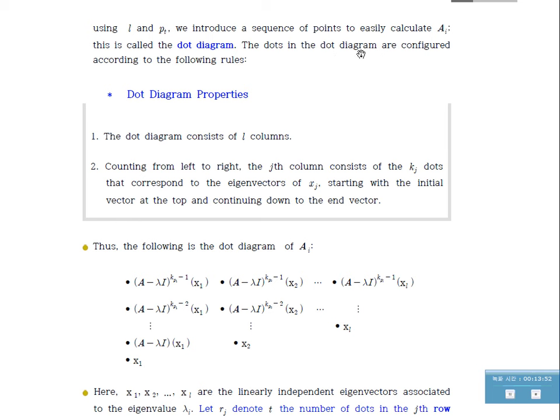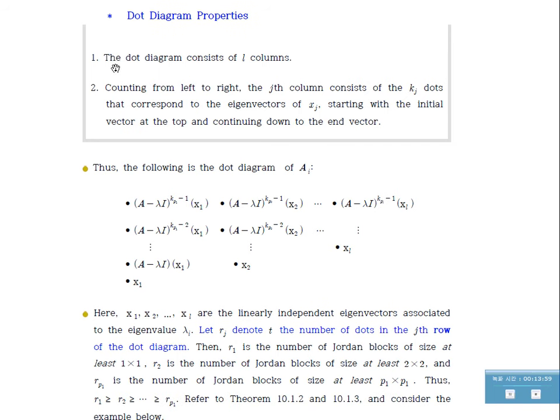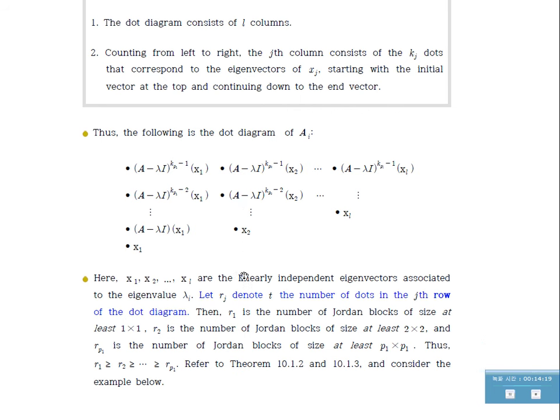The dots in the dot diagram are configured according to the following rules. This is the property. First, the dot diagram consists of L columns, and counting from left to right, the jth column consists of kj dots. The jth column's dots correspond to the vectors of xj, starting with the initial vector at the top and continuing down to the end vector.